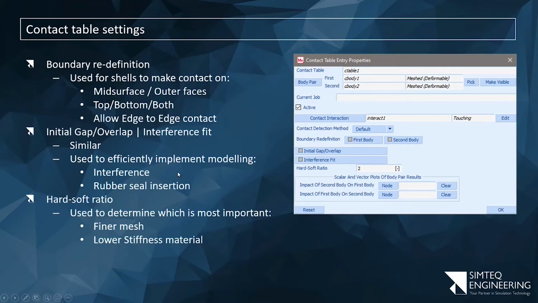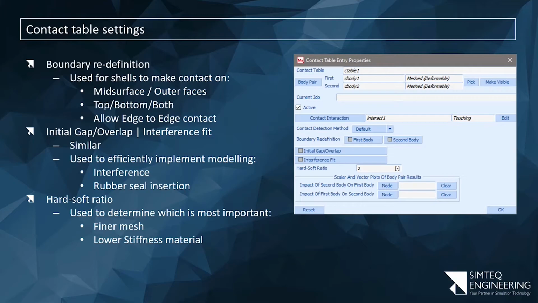Then the last two I want to briefly mention. This last soft I've actually spoken about because it has to do with that. Initial gaps and overlaps or interference fit. Both of those have very similar intent, slightly different application or exactly how it works. The easier to understand and use is interference fit. The initial gap and overlap is slightly more specialized.